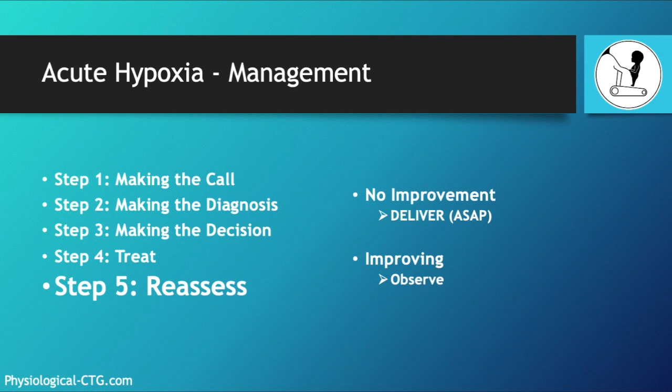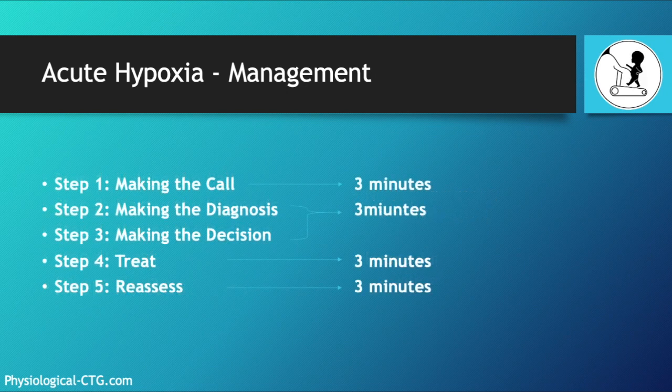If the baby has started to improve, you need to observe the baby for further improvement and try to figure out what caused the incident of hypoxia to start with, and hence be more cautious as you proceed with your management. As a recap, the management of acute hypoxia starts by making the call, i.e. pulling the emergency buzzer if you can see a deceleration that is lasting for 3 minutes with no signs of recovery. You are aiming for the team to be within the room by the 3rd minute.